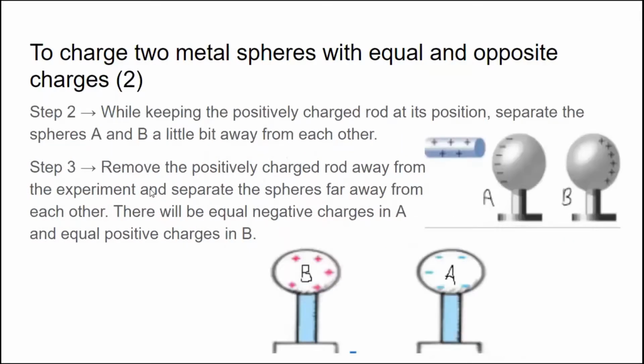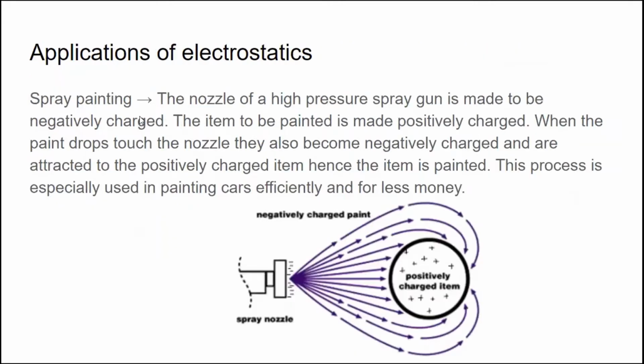Step 2 is that, while keeping the positively charged rod in its position, we separate the spheres A and B a little bit away from each other. And step 3 is to remove the positively charged rod entirely away from the experiment and separate the spheres far away from each other. We will notice that there are equal negative charges in sphere A and equal positive charges in sphere B. So the applications of electrostatics are firstly spray painting.